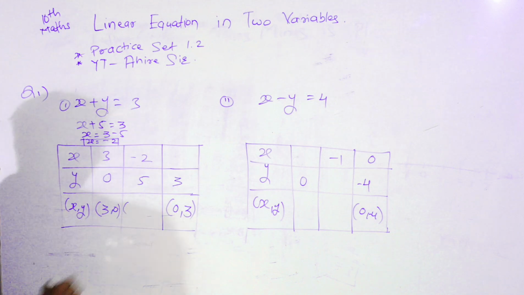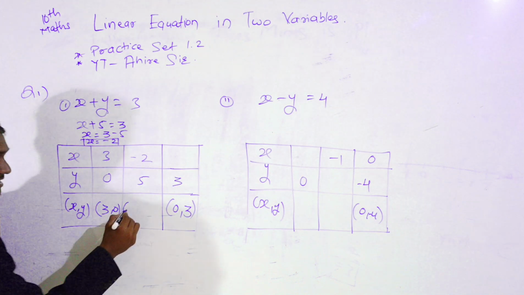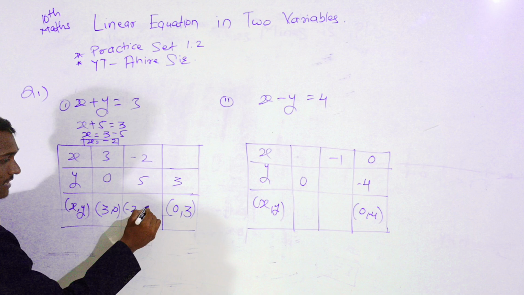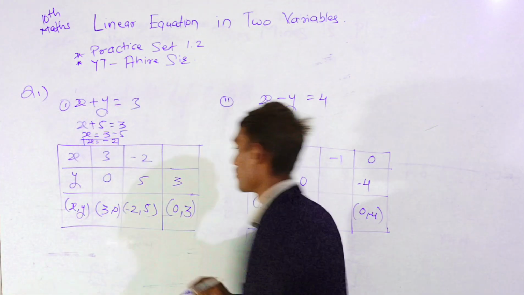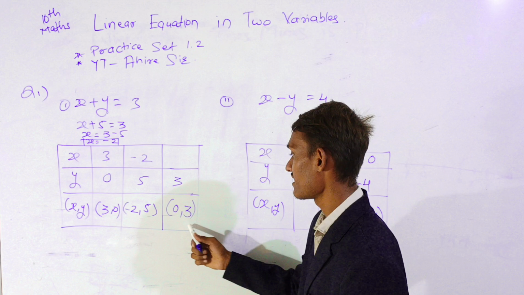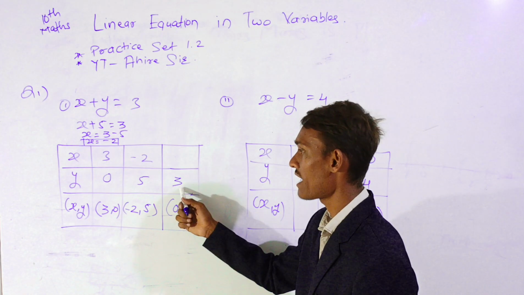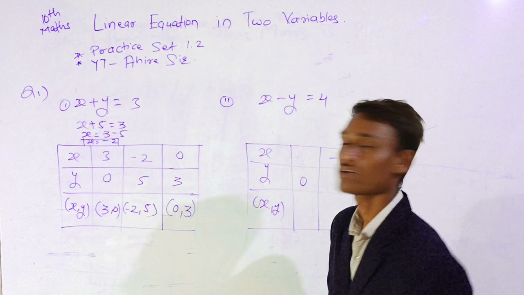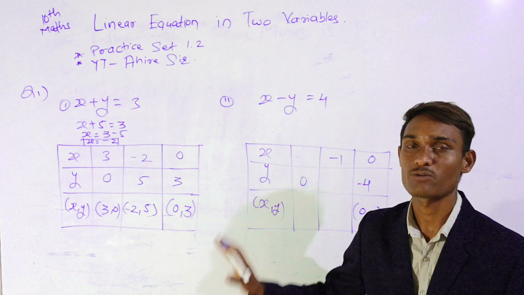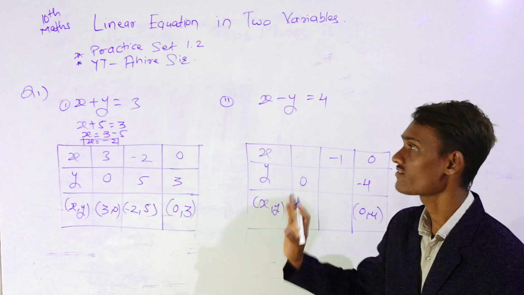Now, writing the coordinates, we have to write minus 2 and 5. And already the 0 and 3 are here; the 3 denotes the y, and the other denotes the x. That is the answer of the first question.